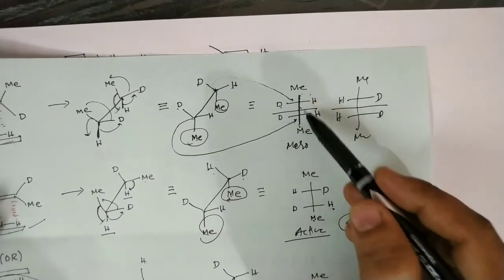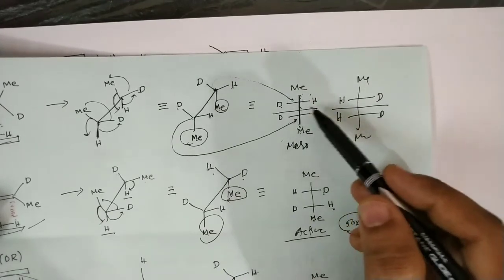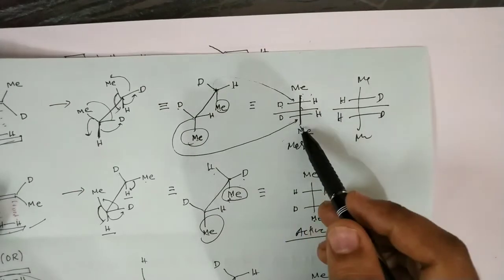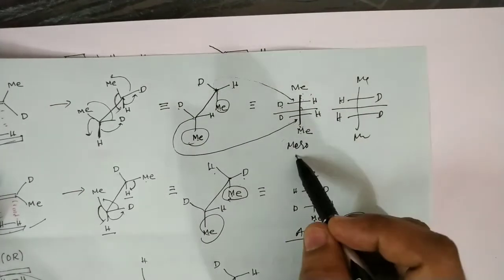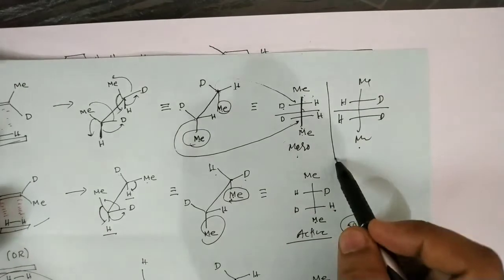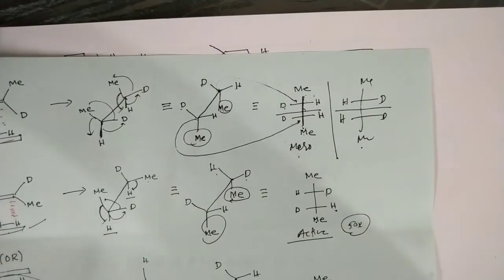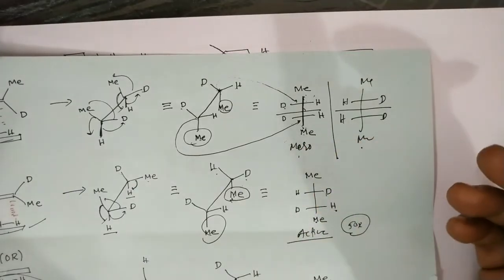That means this compound can be cut into two equal halves. The optical rotation of one equal half is cancelled by the other equal half. That means it is a meso compound. These two meso compounds are identical to each other. So that's why here we are saying only one compound, simply a meso compound.